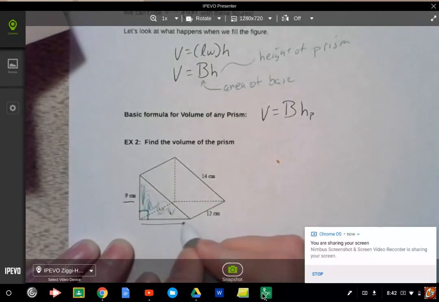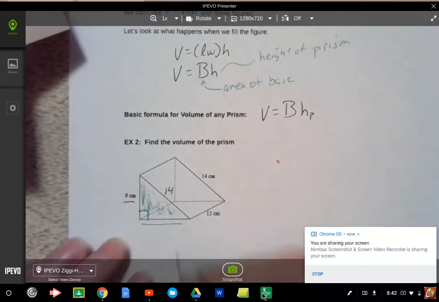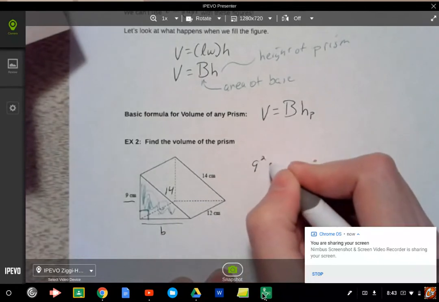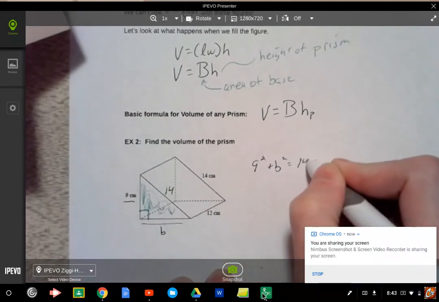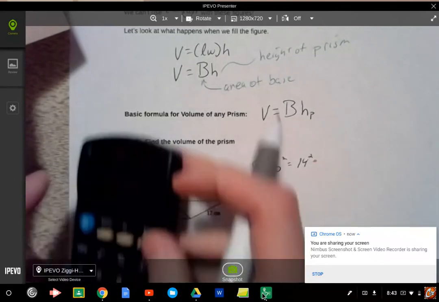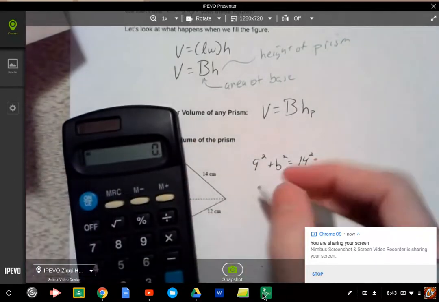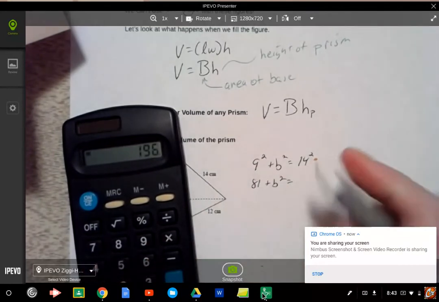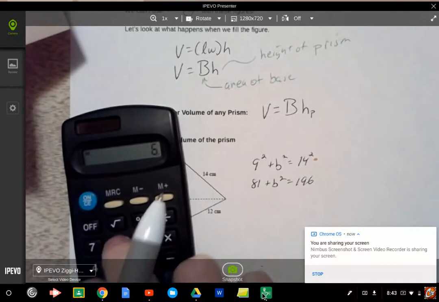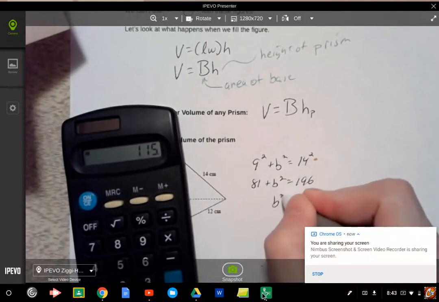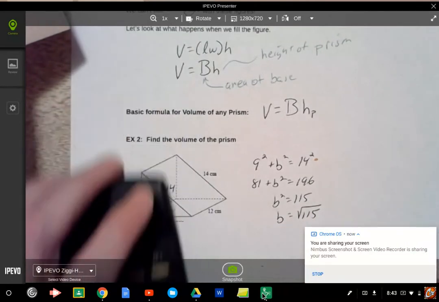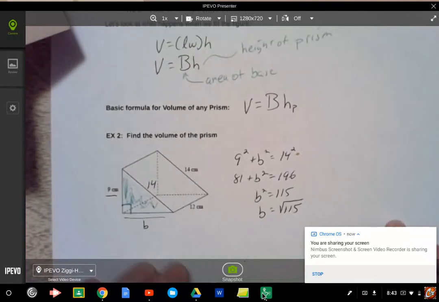I do need to get this measurement. 14, well, that's going to be here. So now with a little bit of Pythagorean theorem, I can find the rest. 9 squared plus b squared equals 14 squared. So I go to my calculator. I know 9 squared is 81. 14 times 14 is 196. I'll subtract the 81. B squared is 115, which I'm pretty sure does not break down. So we'll call our base the square root of 115.